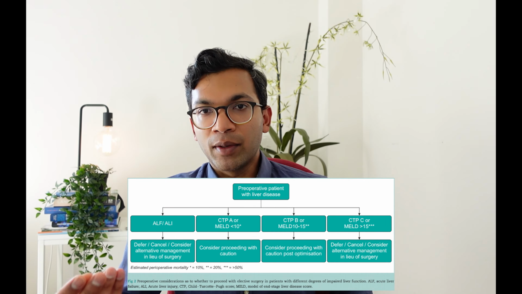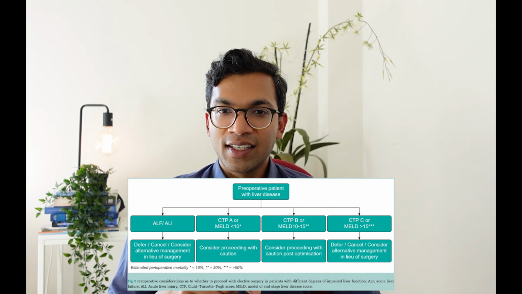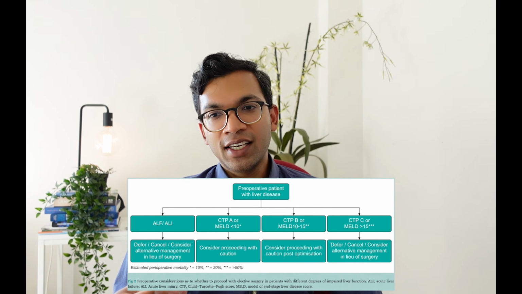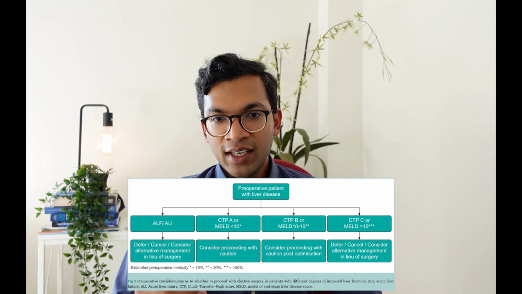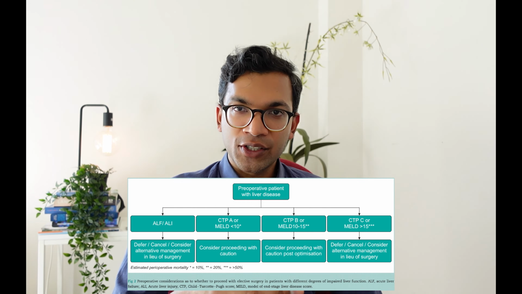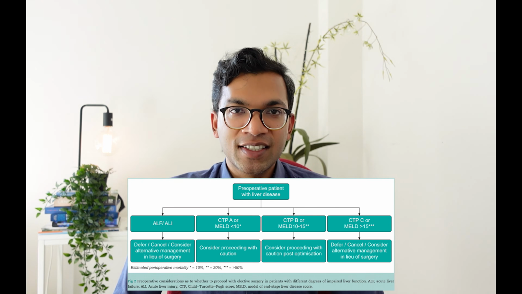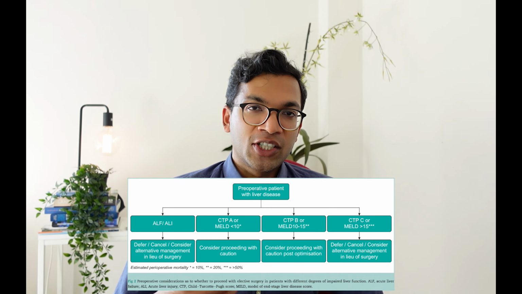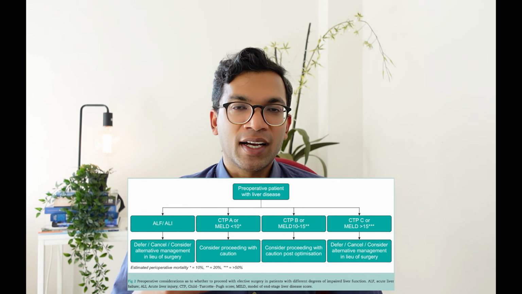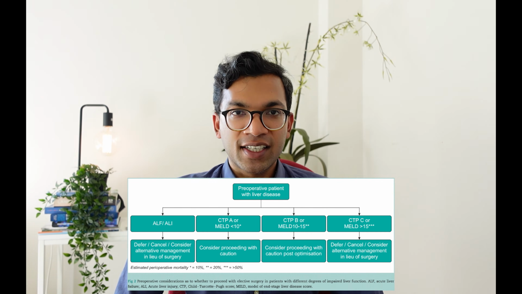But then if it's a chronic problem, you can determine whether it's Child-Pugh A or MELD less than 10, Child-Pugh B or MELD 10 to 15, or Child-Pugh C or MELD greater than 15. Now, if it's in the A or the low risk category, you could consider proceeding with caution, also going through these, trying to optimize the extrahepatic manifestations that we're going to talk about. So Child-Pugh B or MELD 10 to 15, again, you can proceed with caution, but there's going to be a higher perioperative risk. And again, we can talk about optimization strategies in a second.